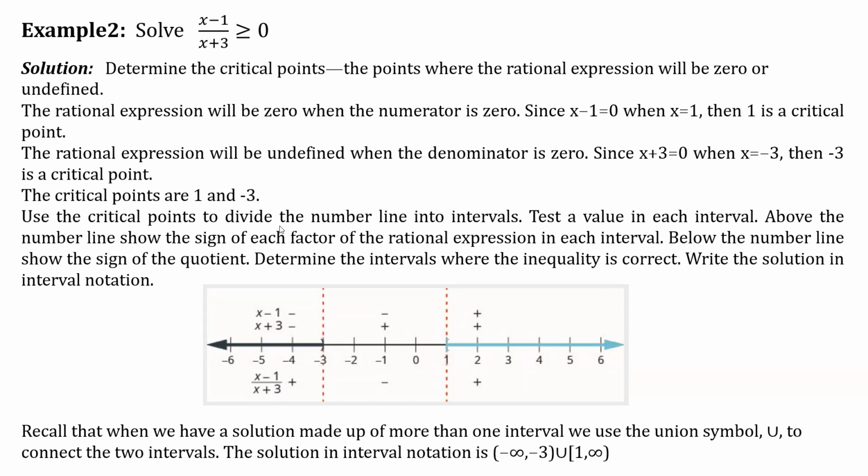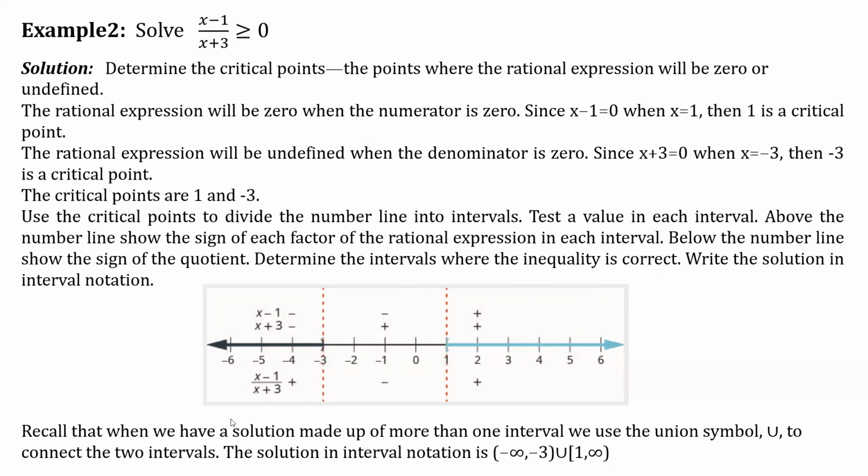Use the critical points to divide the number line into intervals. Test a value in each interval. Above the number line shows the sign of each factor of the rational expression in each interval. Below the number line shows the sign of the quotient. To determine the intervals where the inequality is correct, write the solution in interval notation.